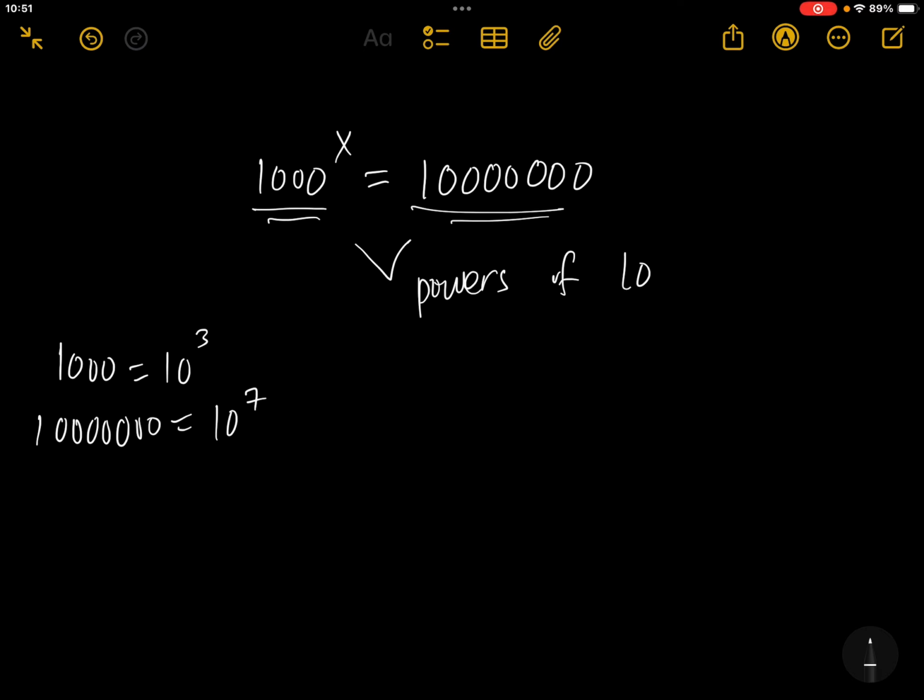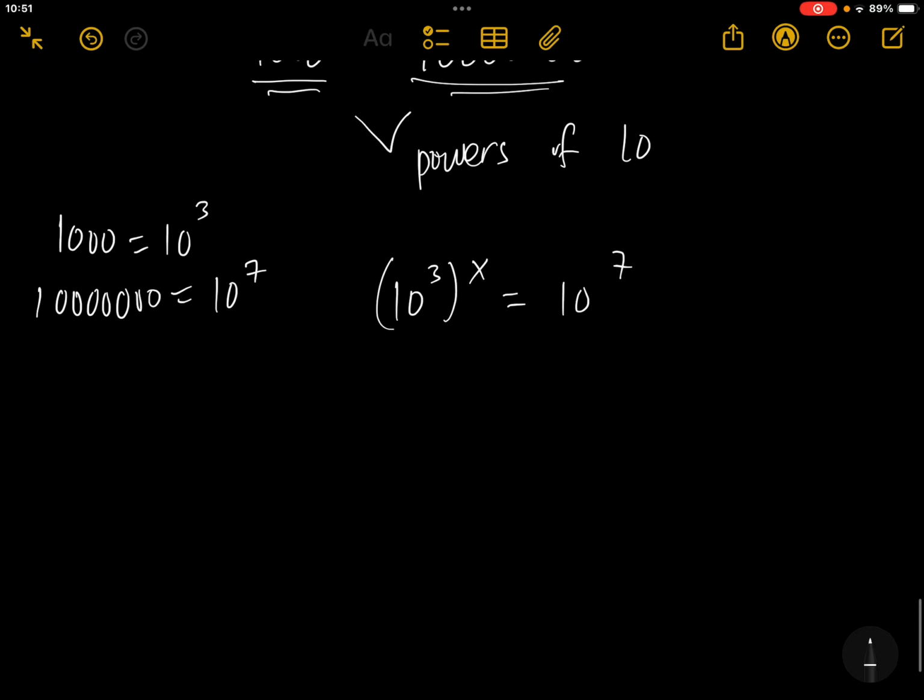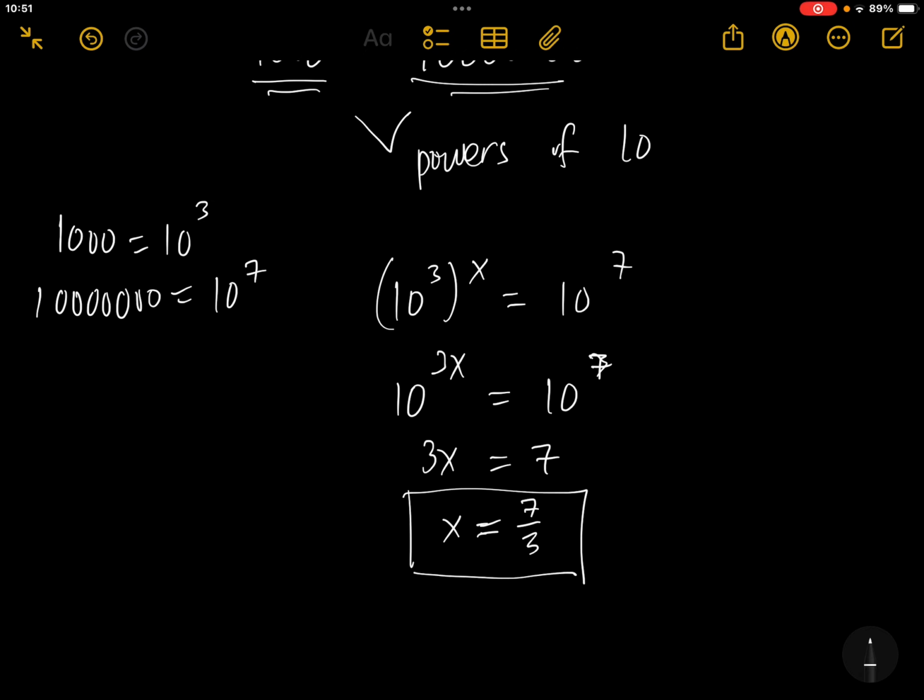So we can rewrite this equation as 10 cubed raised to the x power is 10 to the 7th power. And I can rewrite this as 10 to the 3x power equals 10 to the 7th power. That tells me that 3x is equal to 7. Divide both sides by 3, I get 7/3. So those are some problems to practice using the logarithmic notation.